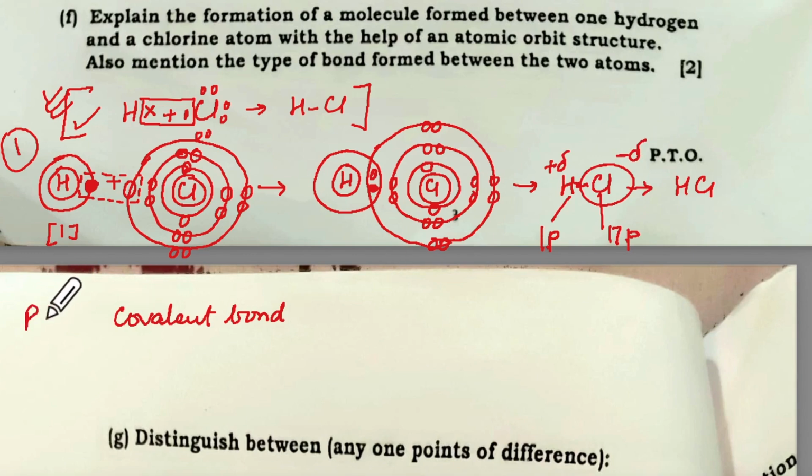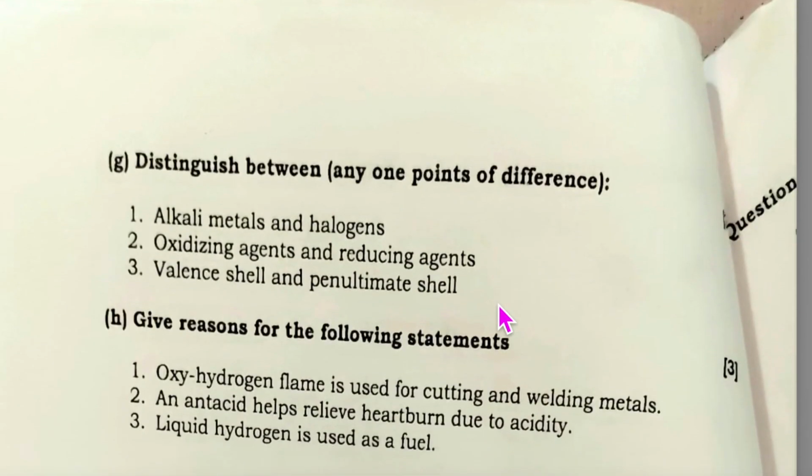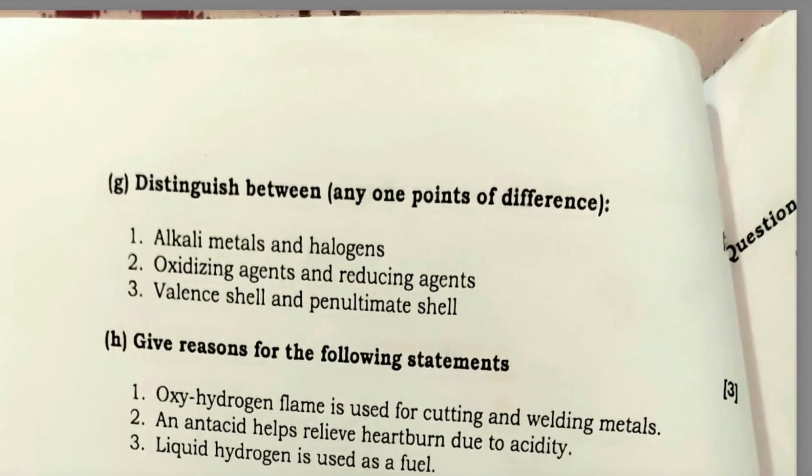So it will be a polar covalent bond. This is for those schools who are talking about polar and non-polar also. Rest of you will be fine if you just write covalent bond. So I'm just telling you according to your schools what happens. Okay, let's come to the next one.